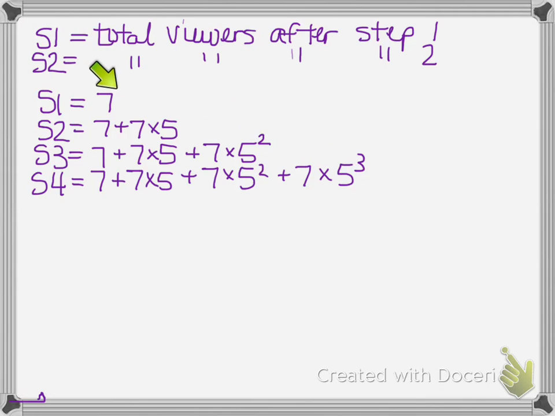And there's some pretty obvious patterns. As we move from one step to the next, the term that was in the previous step doesn't change, but something's added to it. So here I had 7, here's 7 plus 7 times 5. And then this is from step 2. Step 3 adds 7 times 5 squared. Step 4 is the same as step 3, except it has something added here. So there's some pretty obvious patterns going on there.